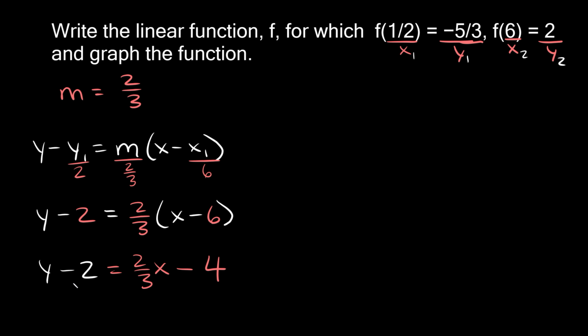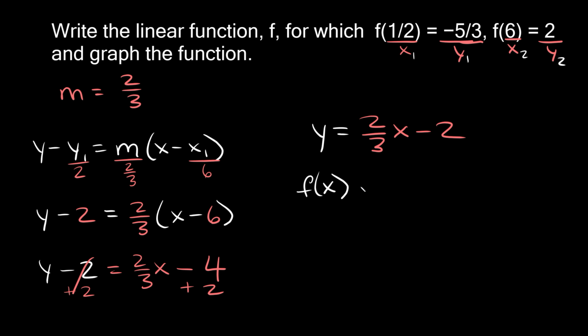So let's get rid of this negative 2 by adding 2 to both sides. They cancel out, so we're left with y is equal to 2/3 x, and then negative 4 plus 2 is equal to negative 2. Minus 2, all right? And then lastly, again, if we just want to write it as a function, we'll just say f of x is equal to 2/3 x minus 2. All right, there's our function.